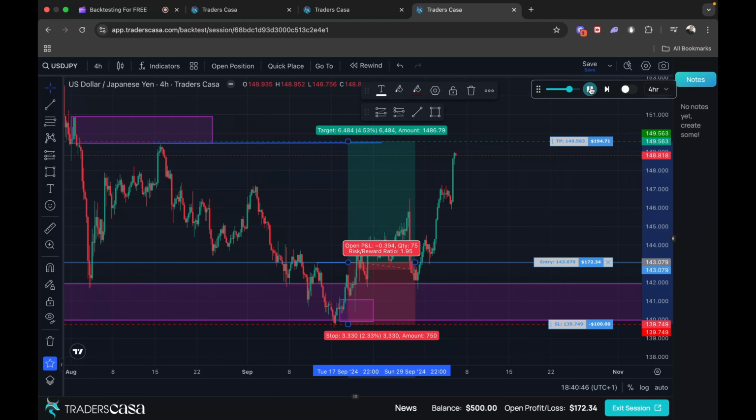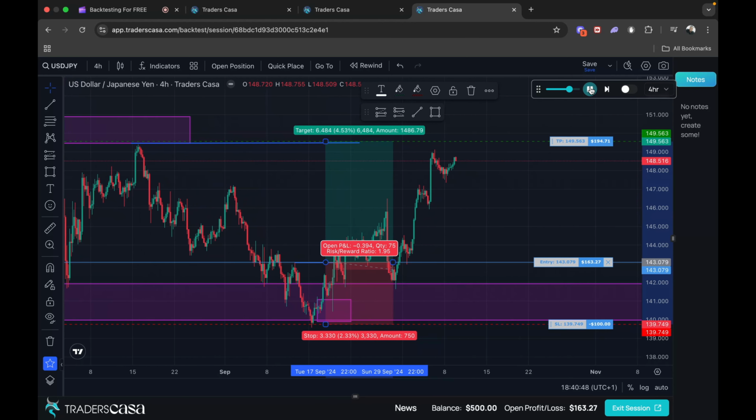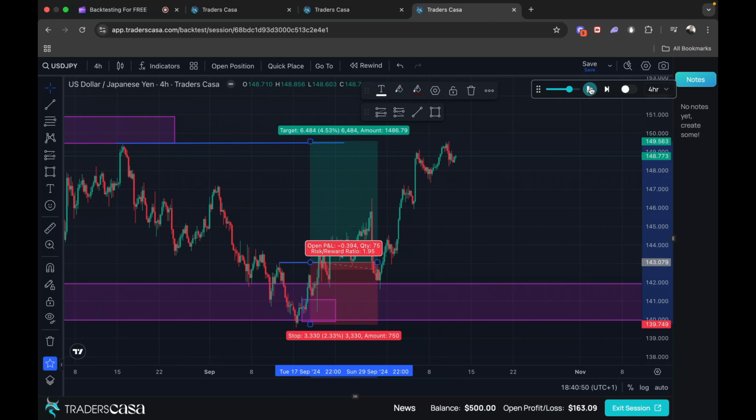Wow, this is amazing. TP hits. Congratulations guys. This was our very first live trade, which I just backtested with you guys, and you can see how sweet it was. We just made $194 in the bag. So guys, you see how awesome this platform is.